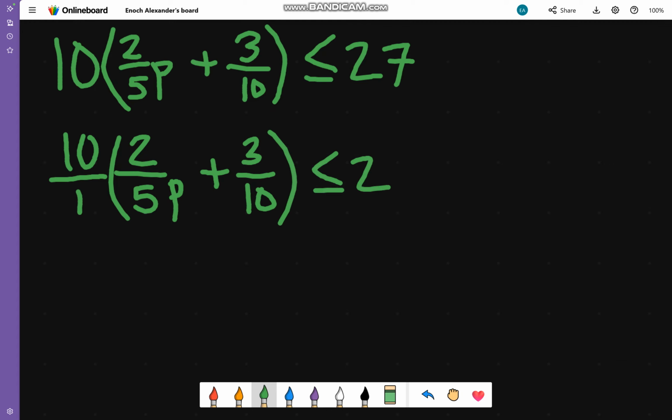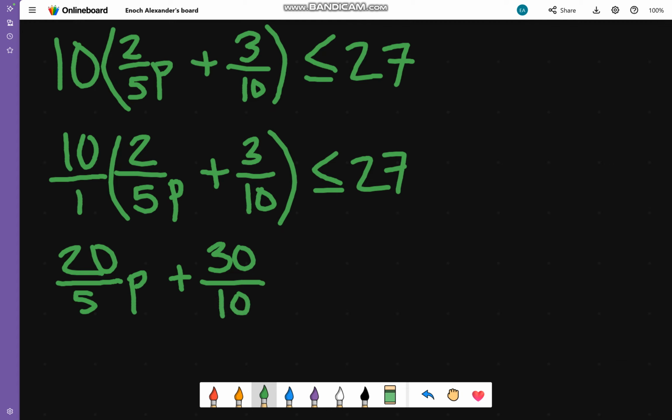So when we multiply 10 times 2, we'll get 20. 1 times 5, we'll get 5. And of course, we'll keep our p here. So we have 20 over 5p. Now 10 times 3. Don't forget to multiply the second term inside of the parentheses. 10 times 3 is 30, and 1 times 10 is 10.